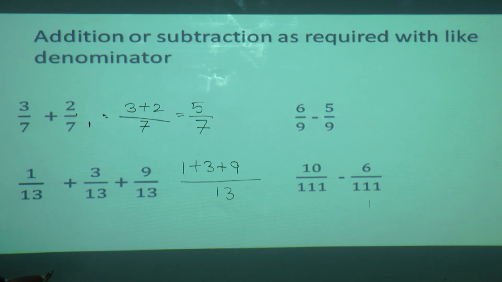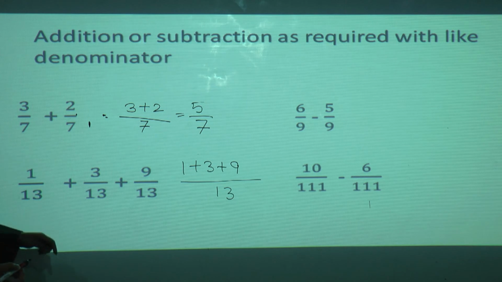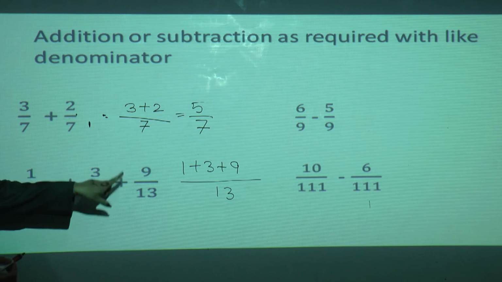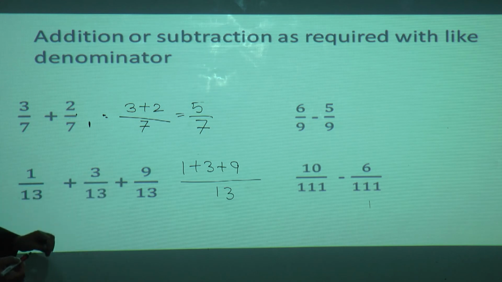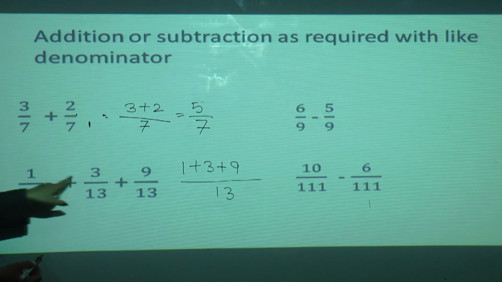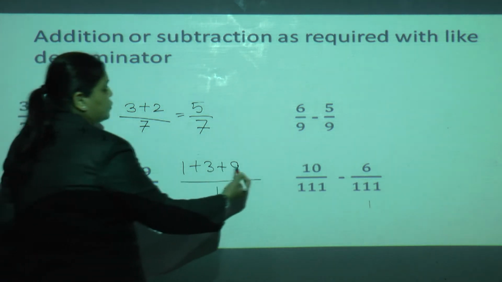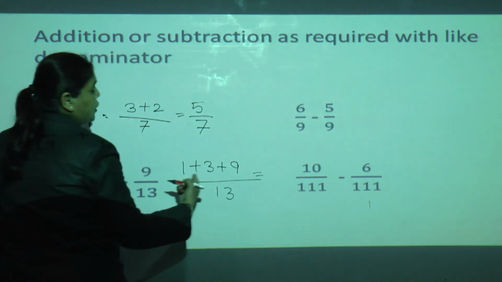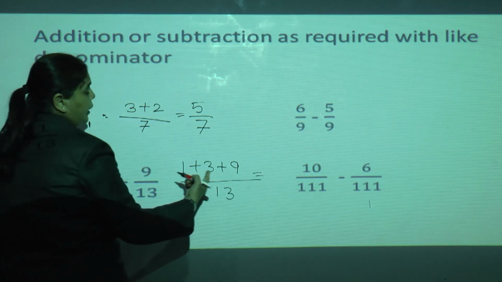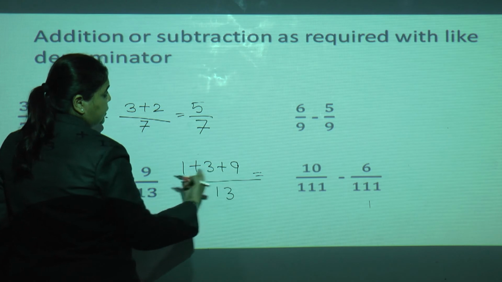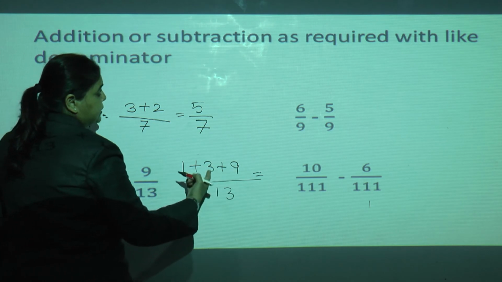Whenever you are writing the numbers in the numerator or denominator, please check what fractions or numbers you are writing, because if you go wrong in the starting step, the whole sum will go wrong. So 1 plus 3 plus 9, and the denominator is 13. It is common, so we can write it directly. The operation is addition, we don't have any other operations here, so 9 plus 1 is 10, 10 plus 3 is 13.